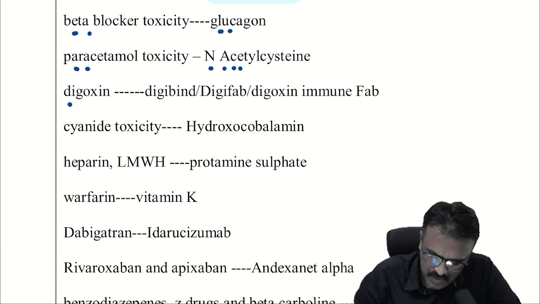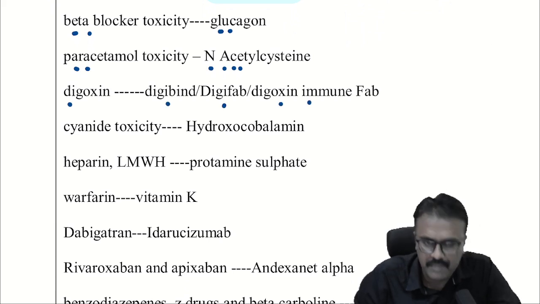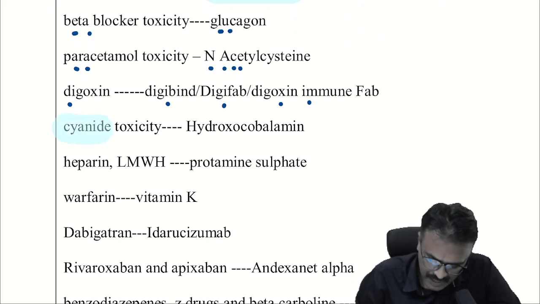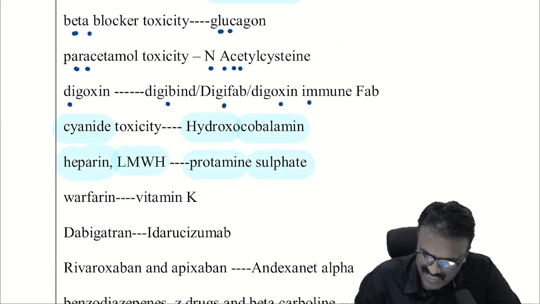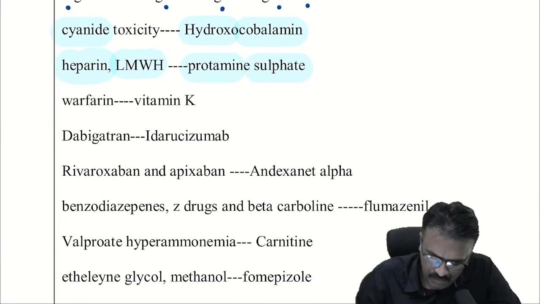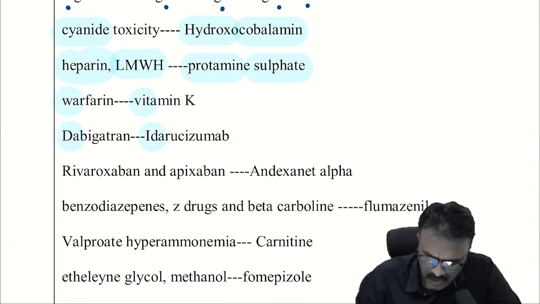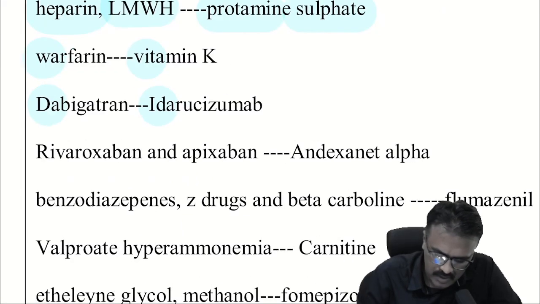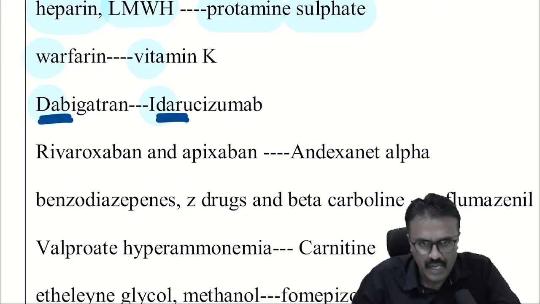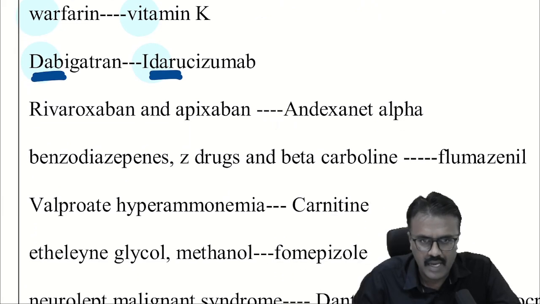Digoxin, the antidote is Digibind. It is also called Digifab or Digoxin Immune Fab. You check any year of the exam, these questions have come. Cyanide toxicity, it is hydroxycobalamin. Heparin and low molecular weight heparin, it is protamine sulfate. Warfarin, it is vitamin K. Dabigatran, it is idarucizumab. I told you, if you get daaru, drink it pressing down, daaru dabi. So for dabigatran, the antidote is idarucizumab.